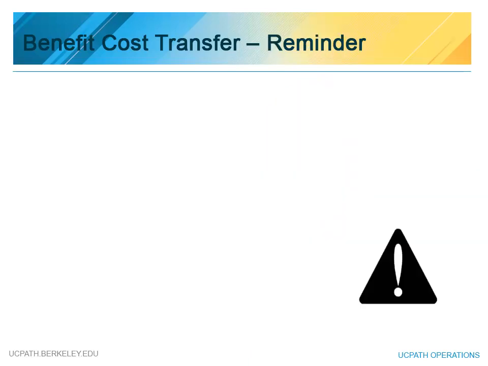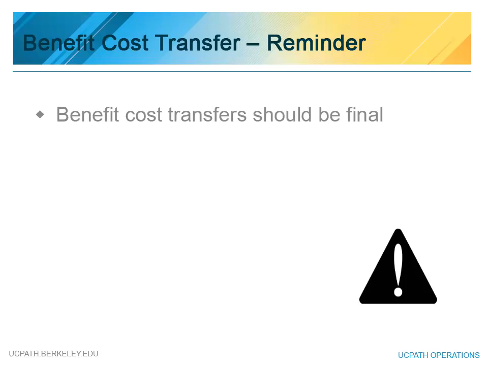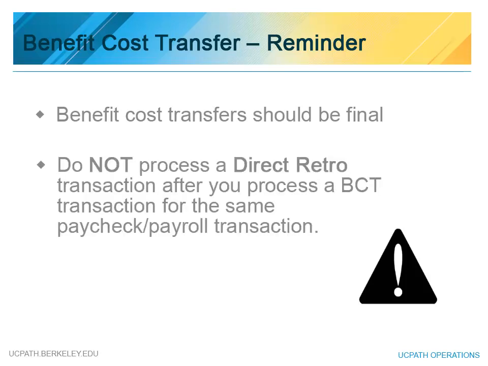This is an important reminder that benefit cost transfers should be final. Do not process a direct retro transaction, a salary cost transfer, after you've processed a benefit cost transfer transaction for the same paycheck or payroll. It will cause benefit expenses to be out of sync between the direct retro and the benefit cost transfer. If business needs require this, locations are responsible for providing a subsequent benefit cost transfer to move the benefit expenses back to the original full accounting units, FAUs, before proceeding with the direct retro.